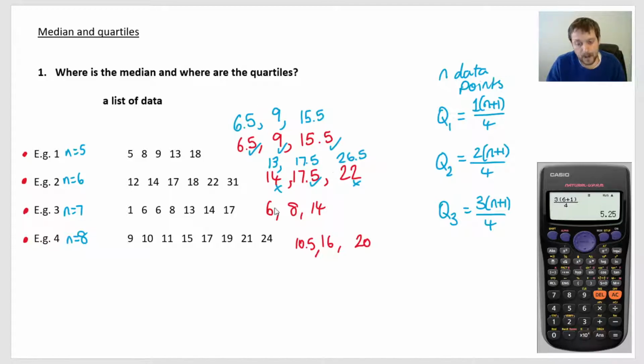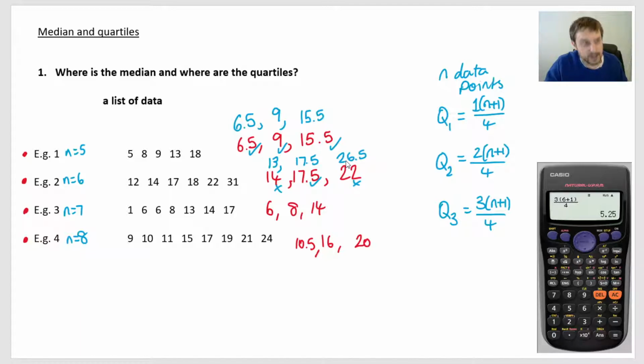Well, as I said earlier, there's not a universally agreed upon method. Okay, if you put 14 and 26.5, you'd be wrong. If you put 13 and 22, you'd be wrong. You need to be consistent with whatever method it is you've picked. So if 14 is your lower quartile, then 22 is your upper quartile. And if 13 is your lower quartile, then 26.5 would have to be your upper quartile.